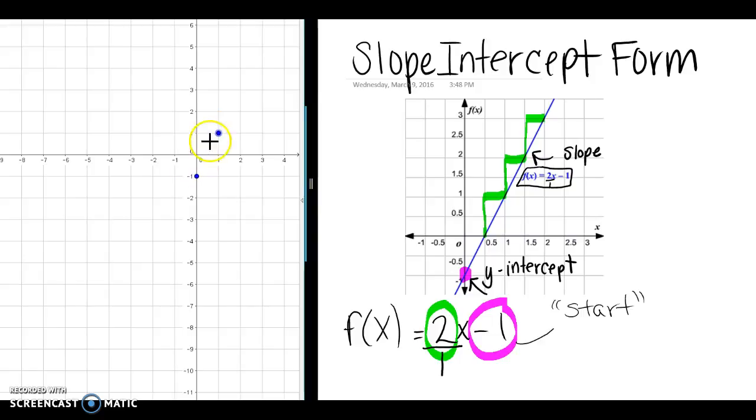And again, we'll start at our new point. We'll go up 2, or in the positive direction 2, and then to the right or in the positive direction 1. Create another point, and you just continue the pattern.